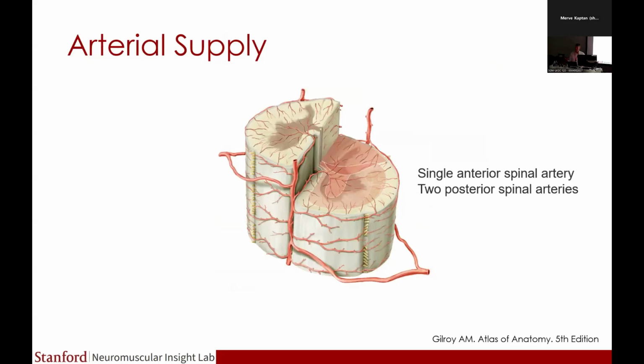Arterial supply. One, damage to the arterial supply can lead to spinal cord injury, but it's also important for functional MRI since we are using a blood oxygenation level dependent contrast to be able to localize signal within the cord. But you have a single anterior spinal artery. There's two posterior spinal arteries. Those could be injured and they give specific sorts of patterns of injury.